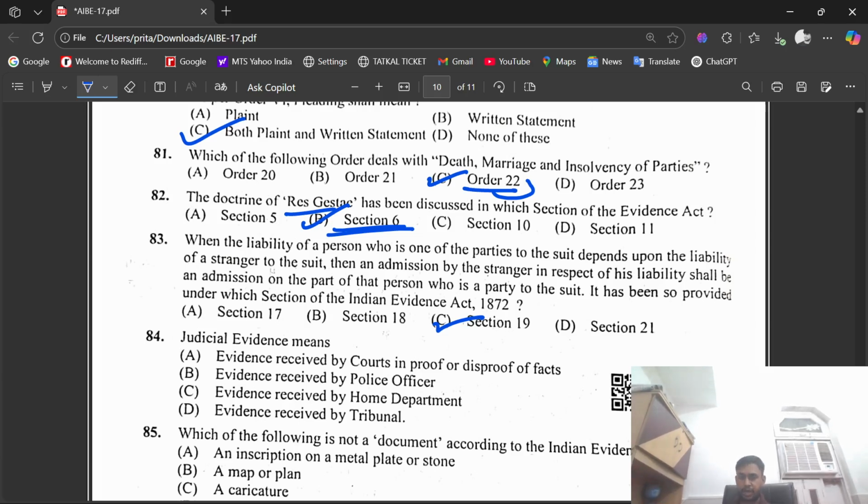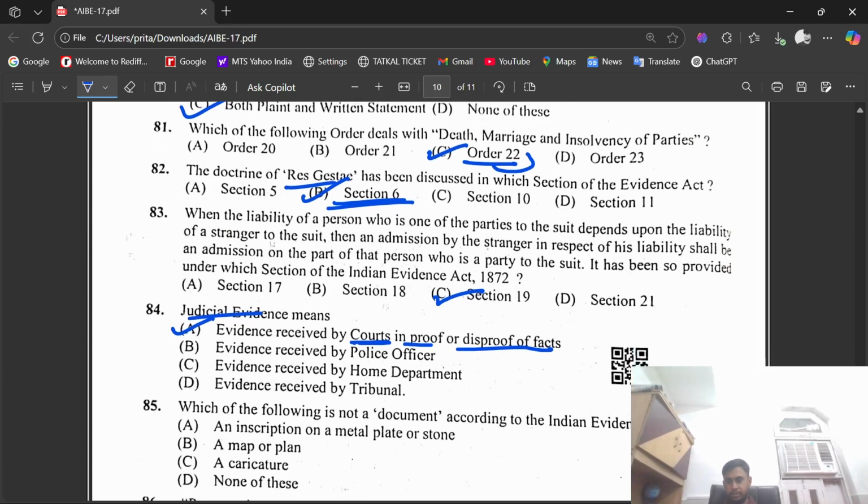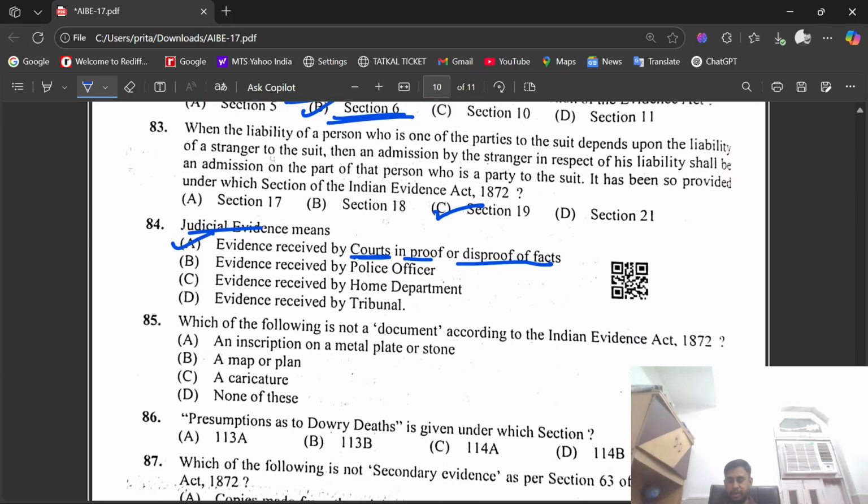Question number 84. Judicial evidence means evidence received by courts in proof or disproof of facts, or evidence received by a police officer, home department, or tribunal. The right option is option A, that is, evidence received by courts in proof or disproof of facts. So both will be evidence. Whether a fact has been proved or disproved, both are going to be taken as evidence.